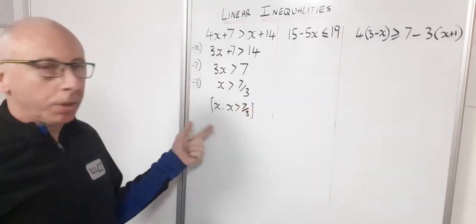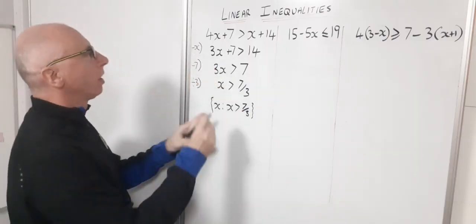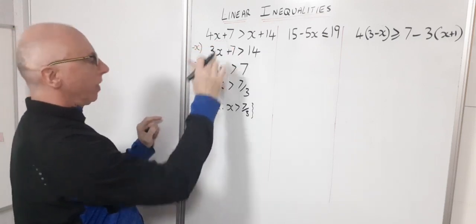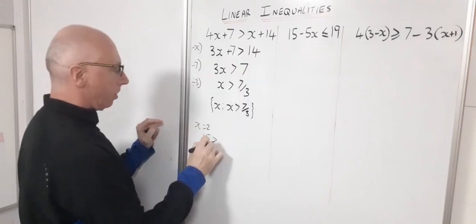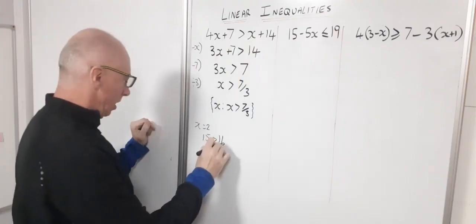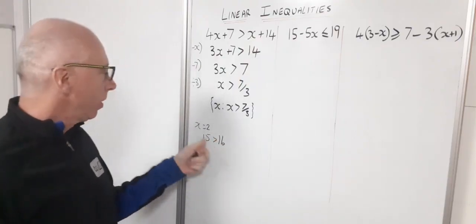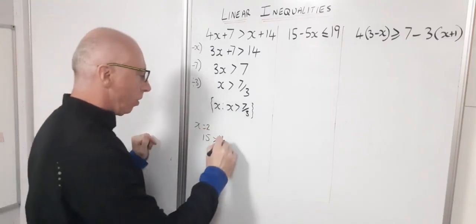Okay, now let's just plug some values in and check it. So what happens when x is 2? If x is 2, we've got 4 times 2 is 8, plus 7 is 15. I've got 15 is greater than 2 plus 14, which is 16. And we can see straight away that's a false statement. So therefore when x equals 2, this statement is not valid. So that works for us.